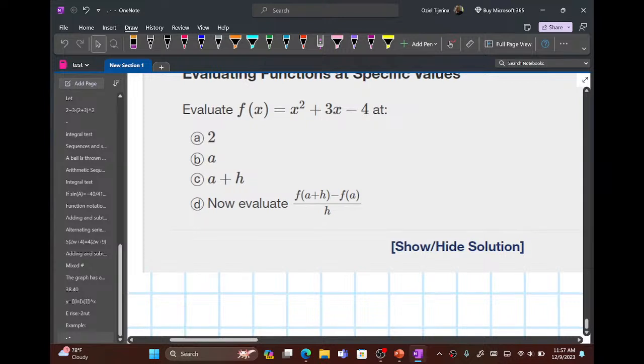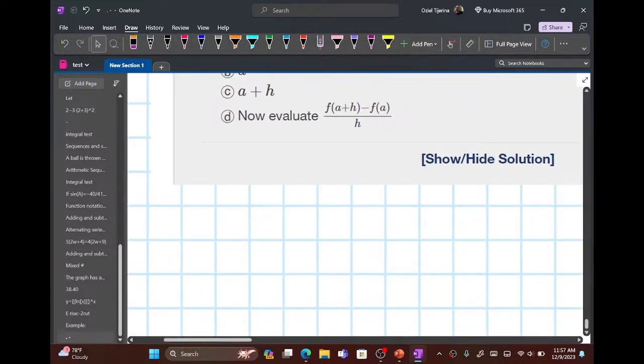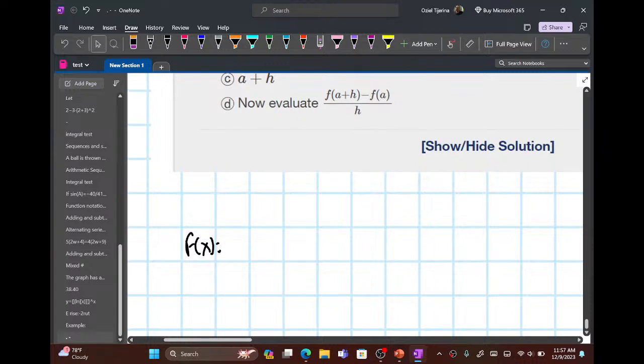So we have to make sure we know how to do this. It says evaluate f of x equals x squared plus 3x minus 4 at part A, which is 2, part B, a, part C, a plus h, and then part D, f of a plus h minus f of a all over h. Now, we're going to go ahead and do this first part. So let's write our function, f of x equals x squared plus 3x minus 4.